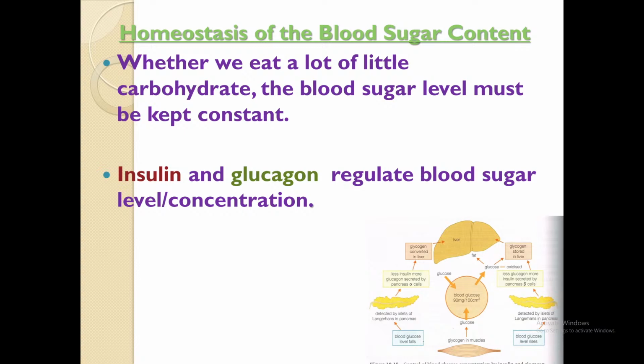So homeostasis of the blood sugar content is what we're going to look at now. That simply means the amount of sugar that should be in your blood.